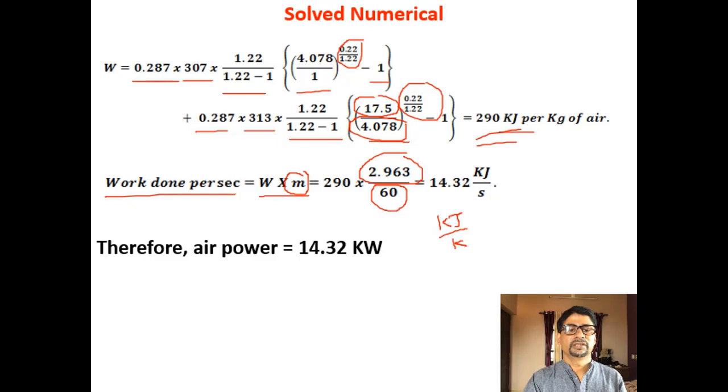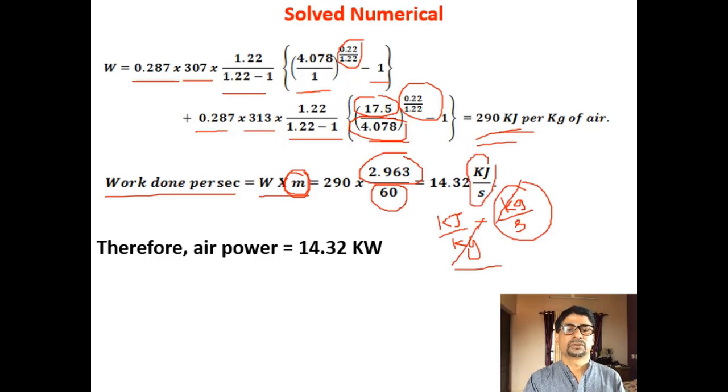So in the denominator you want second, but kg should be cancelled. So I should multiply by a term with seconds in the denominator and kg in the numerator. What is kg per second? That is nothing but the mass flow rate, or the mass of air compressed per second. So you should multiply m by W, which is expressed in kilojoules per kg. Now kg gets cancelled, so you will get kilojoules per second. This is how you have to think.